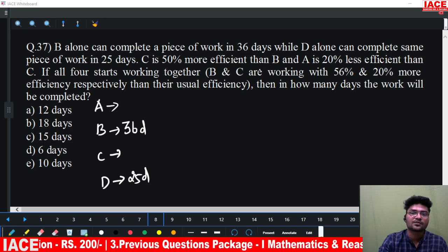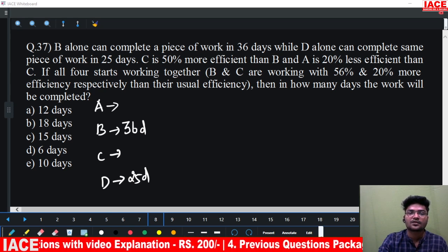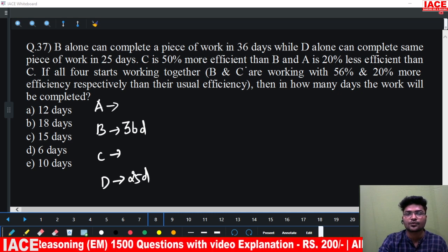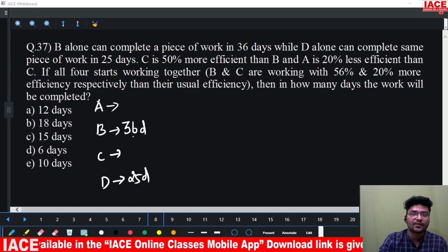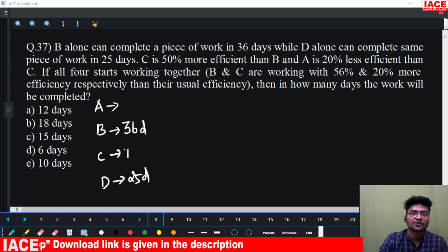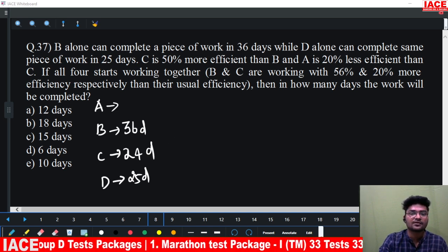C is 50% more efficient than B means if C is 3, B will be 2. Efficiency ratio is 3 is to 2. That means time ratio will be 2 is to 3. If B is 3 parts, C will be 2 parts. 2 parts means how much? 24 days.